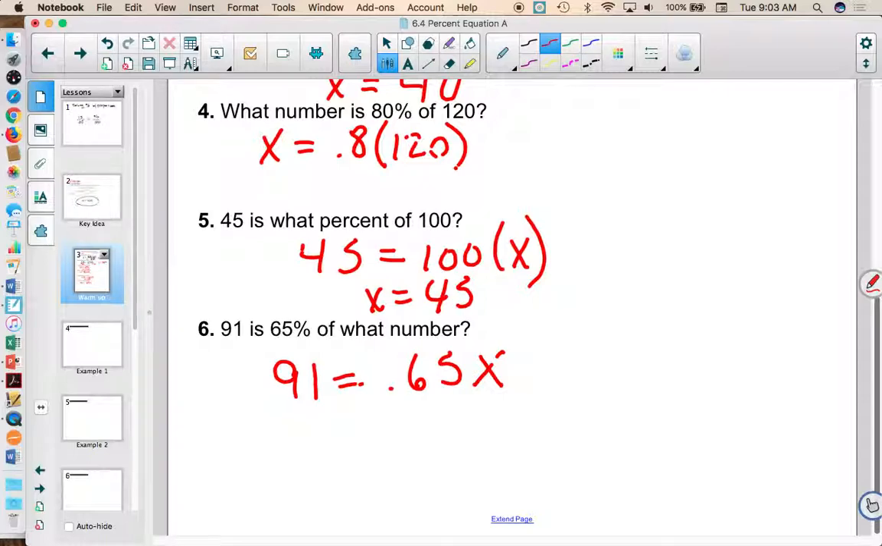So somebody tell me, what number is 80% of 120? Have you got it figured out yet? No. Get it figured really quickly. What number is 80% of 120? What number is that, Miss Sophia? So see, Sophia says x equals 96. 96 is 80% of 120. 45 is what percent of 100? We did that one. 91 is 65% of what number?